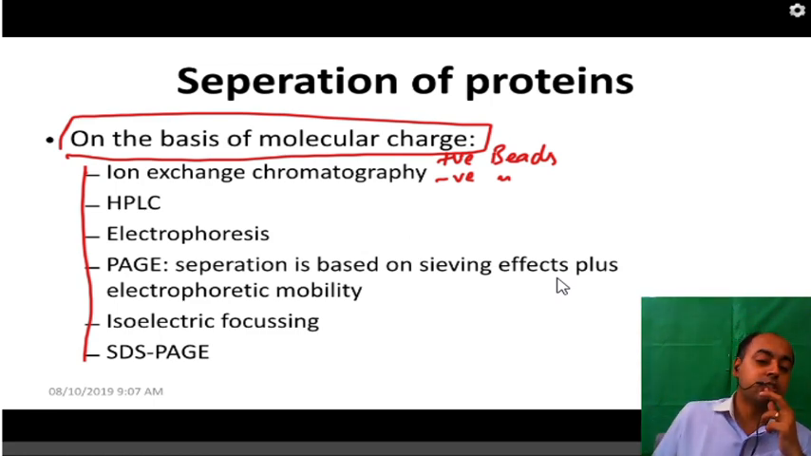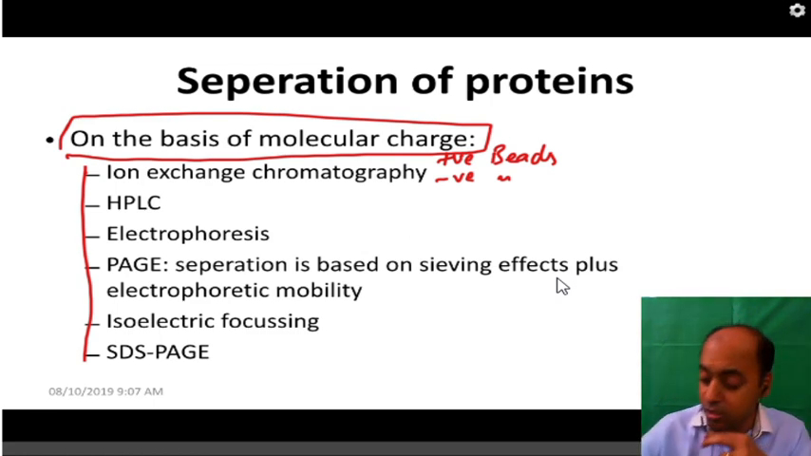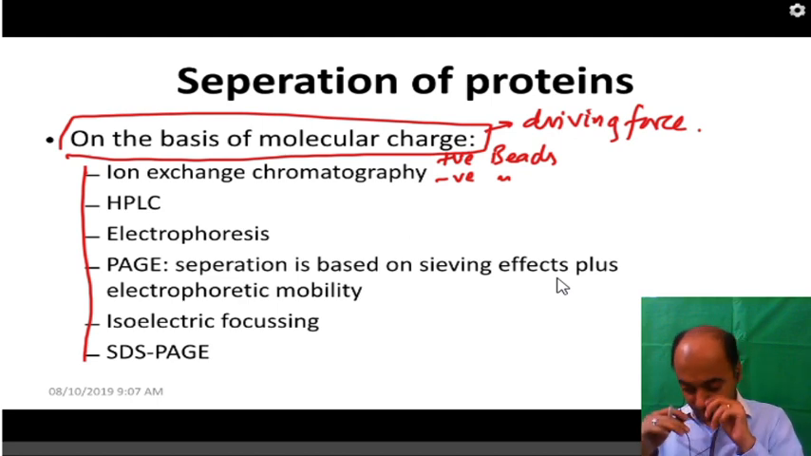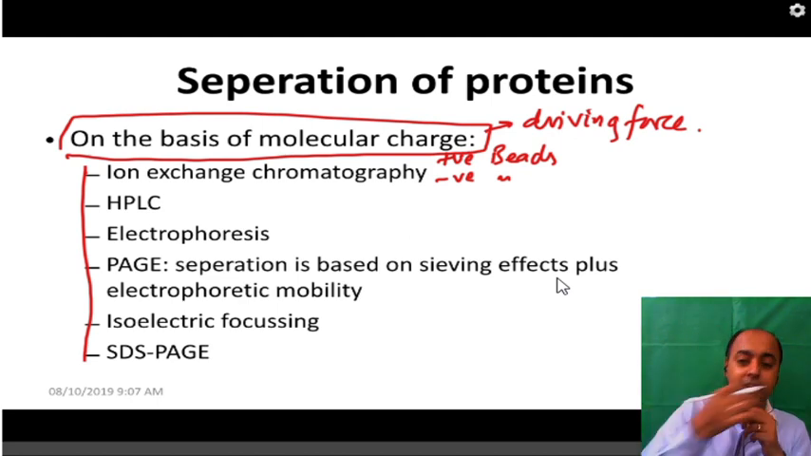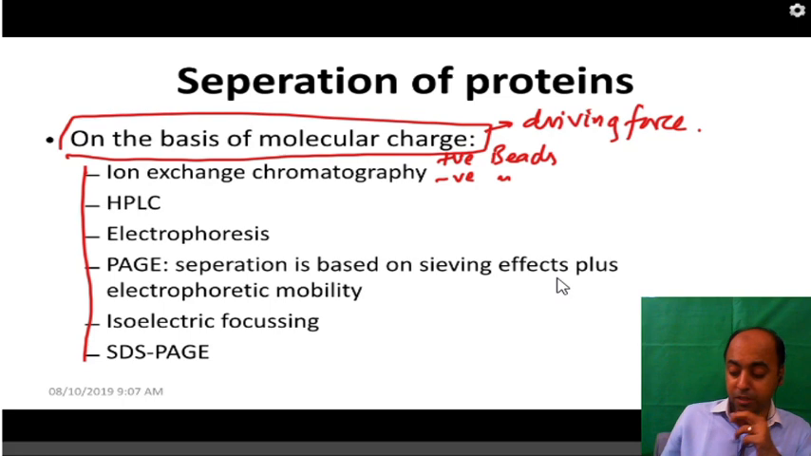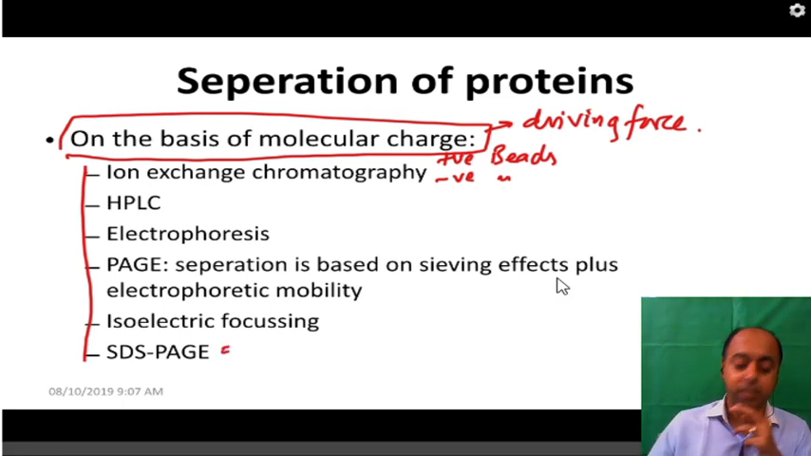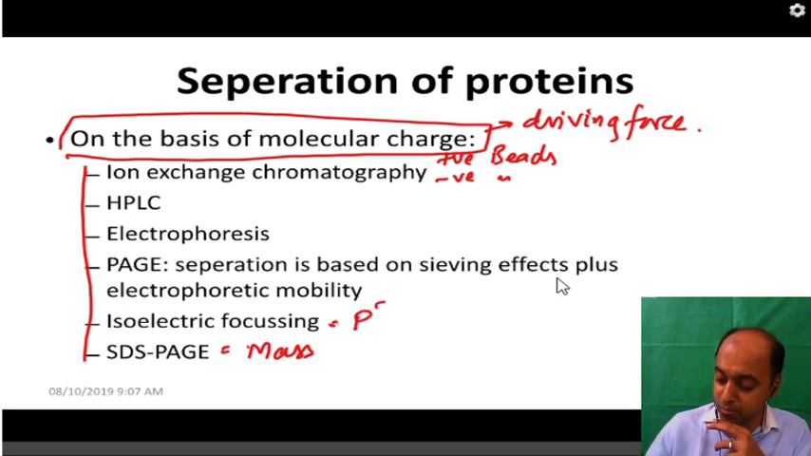The separation is done on the basis of molecular charge. The charge is the driving force. However, the separation can occur along different parameters. For example, in SDS PAGE, the separation occurs as per mass. In isoelectric focusing, separation occurs as per PI.